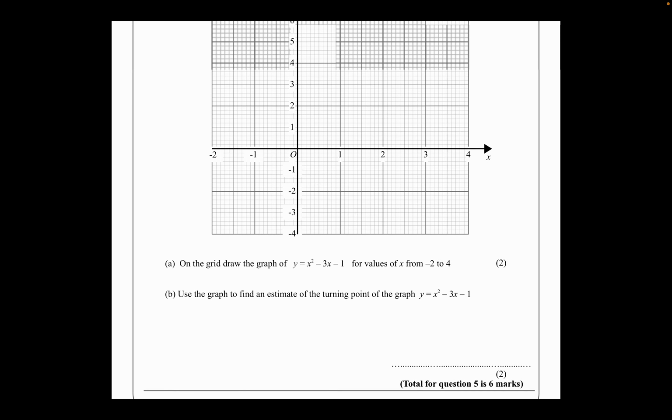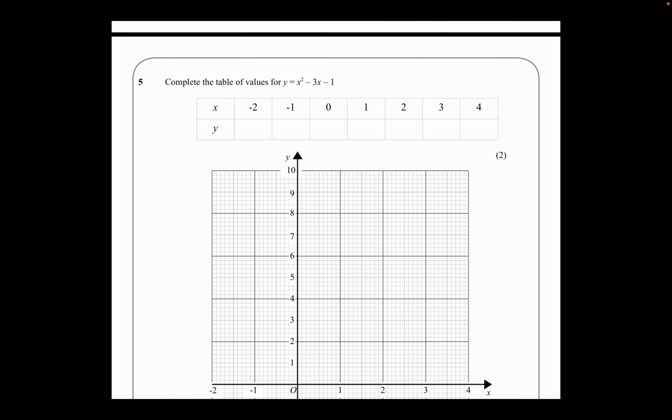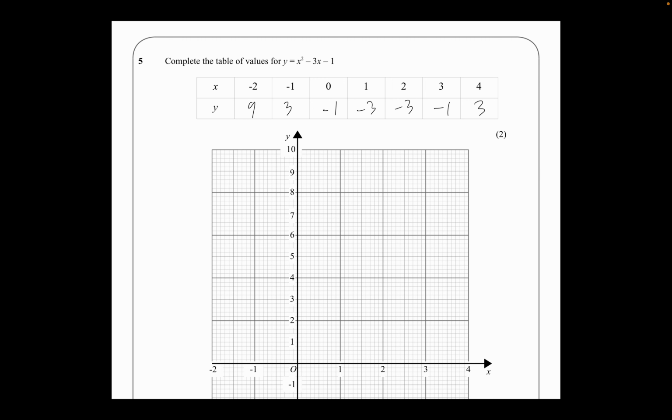Okay, next one is the same repeat question, same style of question. What we're going to do is substitute all of them. So you should be getting 9, 3, -1, -3, -3, -1, 3. Just check with the calculators if this is right. Just substitute them in the right format. And then we're going to be plotting the points. Remember, it's -2, 9, -1, 3, 0, -1, 1, -3, 2, -3, 3, -1, 4, 3, and remember this is in the format of x, y, okay?